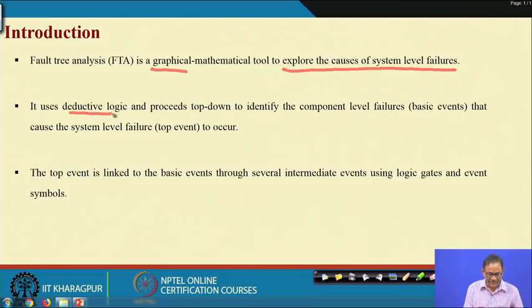It uses deductive logic, which is basically asking why. Suppose we start with the system level failure, known as the top event. We ask why that top event has occurred, and the immediate answers we get may be the immediate causes. Then again each immediate event is answered through another why question, and in this manner you proceed from the top to the bottom level. That is why it is deductive logic. We proceed top down to identify component level failures. The component level failures are basic events, and the system level failure is the top event. We will explain what a component level failure is.